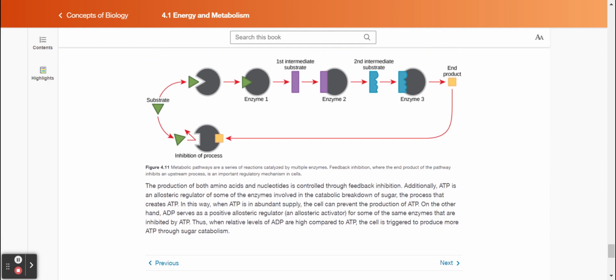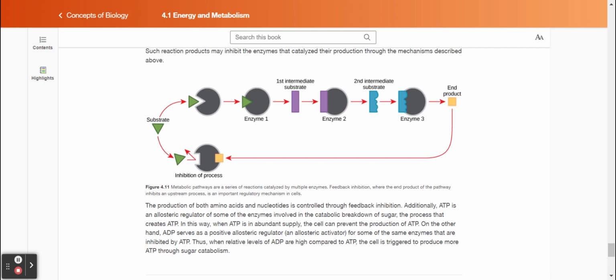Figure 4.11. Metabolic pathways are a series of reactions catalyzed by multiple enzymes. Feedback inhibition, where the end product of the pathway inhibits an upstream process, is an important regulatory mechanism in cells. The production of both amino acids and nucleotides is controlled through feedback inhibition. Additionally, ATP is an allosteric regulator of some of the enzymes involved in the catabolic breakdown of sugar, the process that creates ATP. In this way, when ATP is in abundant supply, the cell can prevent the production of ATP.